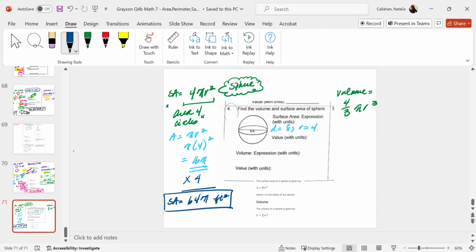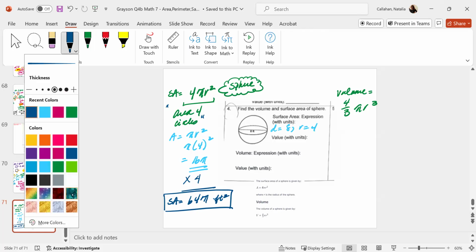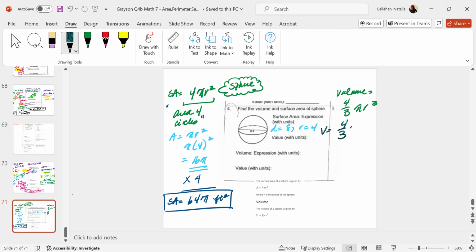I feel like I'm doing all the work and just sitting there. 64. Do better with this. 4/3 volume. What's your radius again? Radius is 4. Plug that in. Grab your calculator. Figure it out.